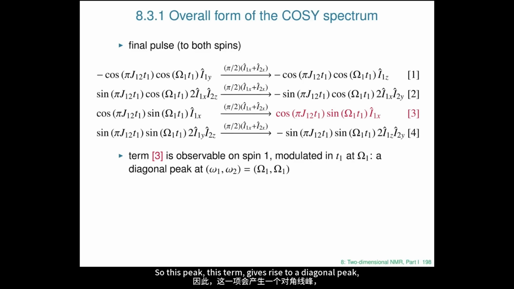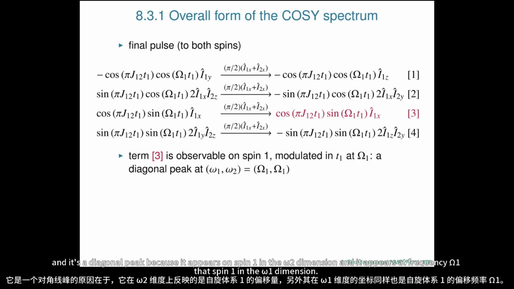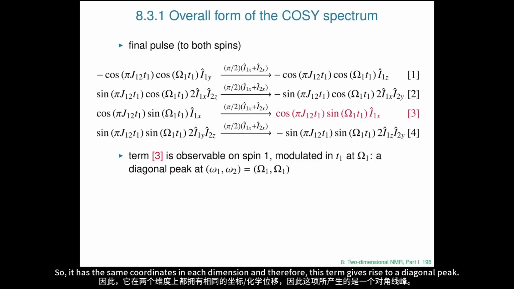So this term gives rise to a diagonal peak. And it's a diagonal peak because it appears on spin 1 in the omega 2 dimension, and it appears at frequency big omega 1, that's spin 1, in the little omega 1 dimension. So it has the same coordinates in each dimension. And therefore this term gives rise to a diagonal peak.